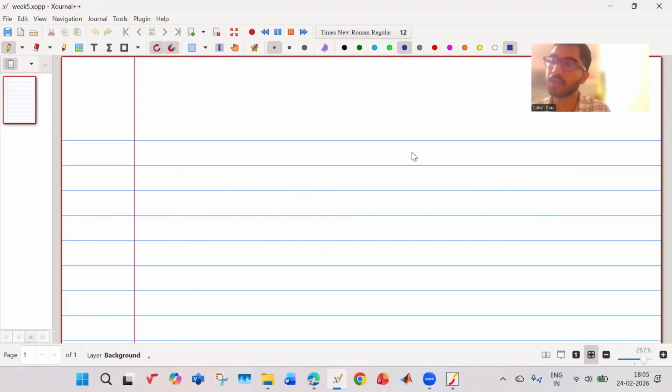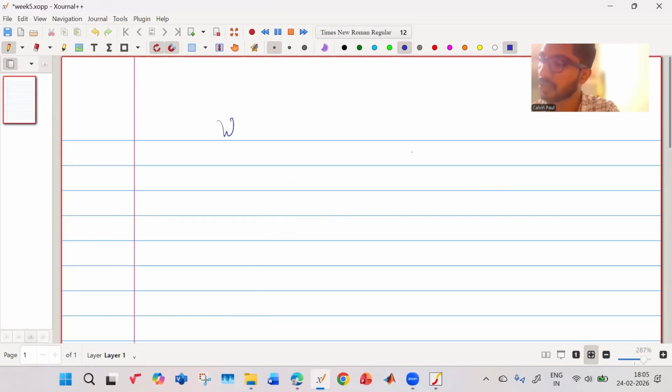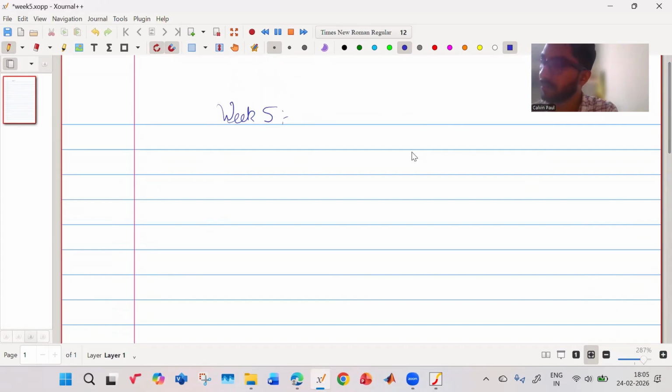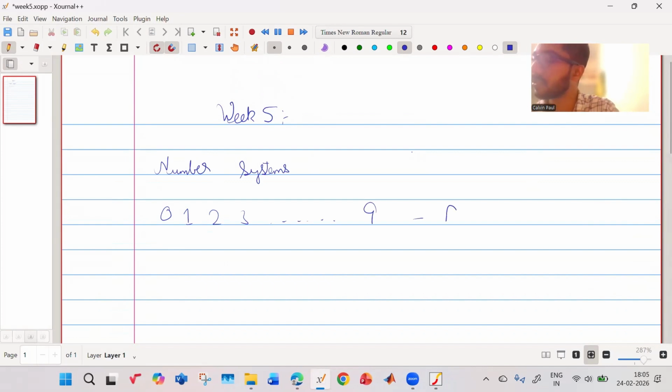Okay, so we will look into what was taught by Sir. We will also solve some sums, example sums, assignment sums, and that's the target for this session. So, in Week 5, you had considered various aspects. One was number systems. We are very used to the numbers 0, 1, 2, 3, all the way to 9. This is our normal decimal system.